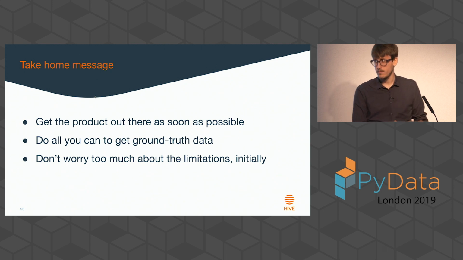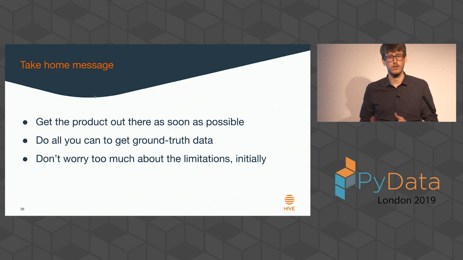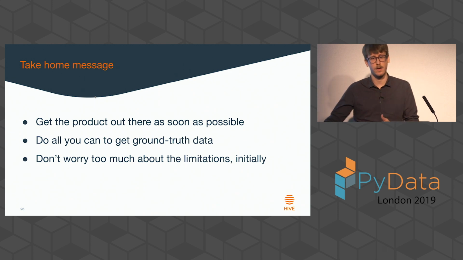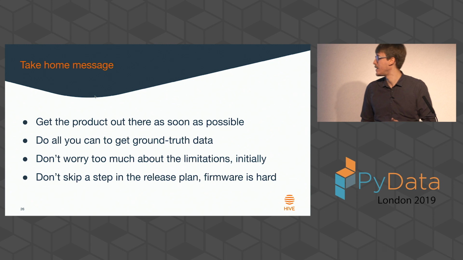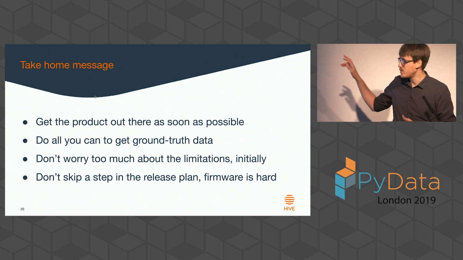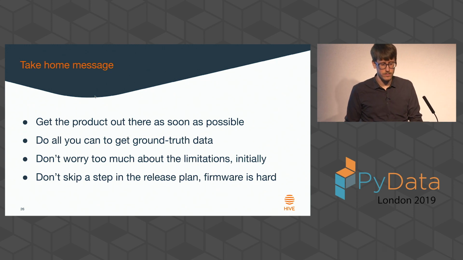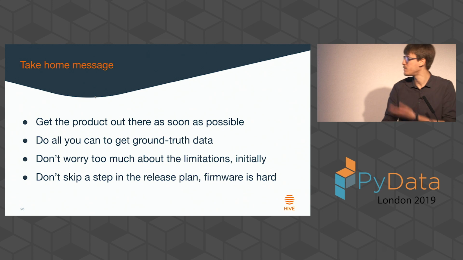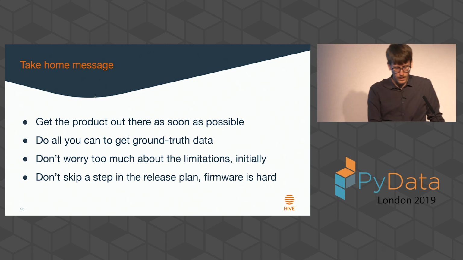And also, initially, don't worry too much about your limitations. Keep them in mind, but don't worry, because you want to iterate fast. You want to find the problems as soon as they arise. And finally, don't skip steps when you're releasing, because firmware is hard. And I find it interesting that most of these actually apply to everything, not just IoT, or the edge. So I don't know. Feel free to borrow them or just don't, whatever.